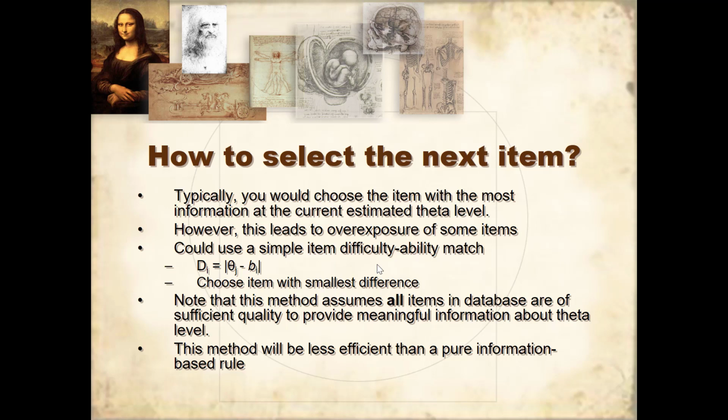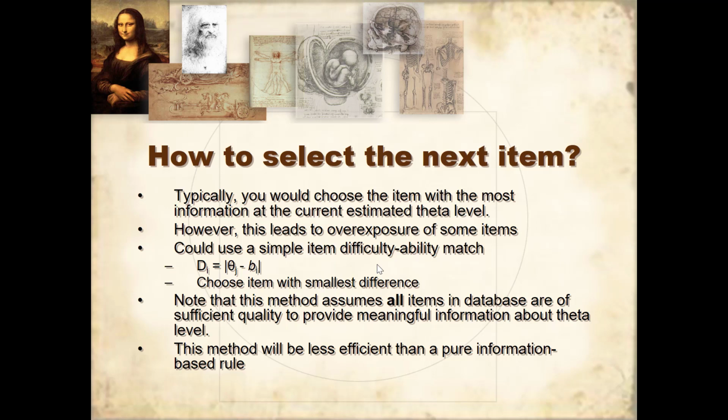You can also say I'm going to set up a range, maybe take theta plus or minus 0.25 and randomly choose an item within that range. That can be done too. The only thing is you have to set up rules. Then we'll say, well, what if you don't have an item in that range? You have to have some kind of fallback rule.